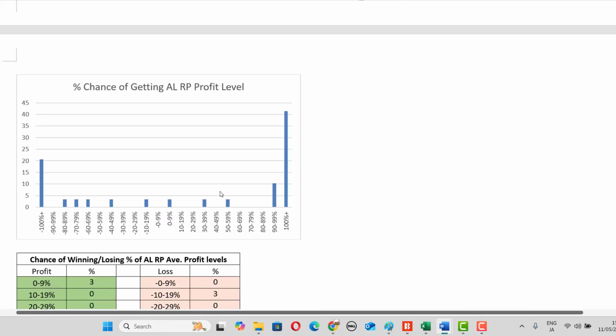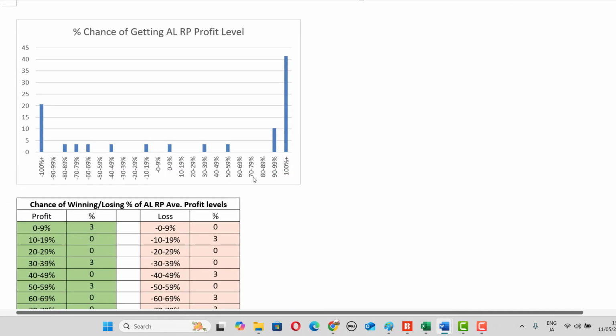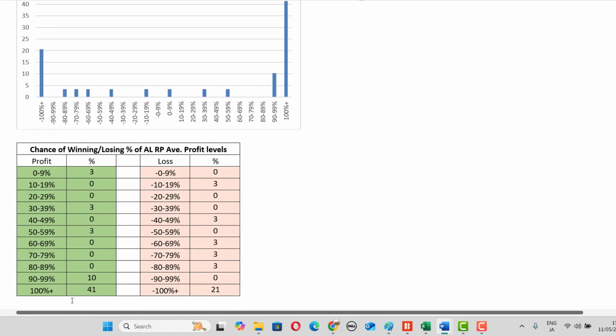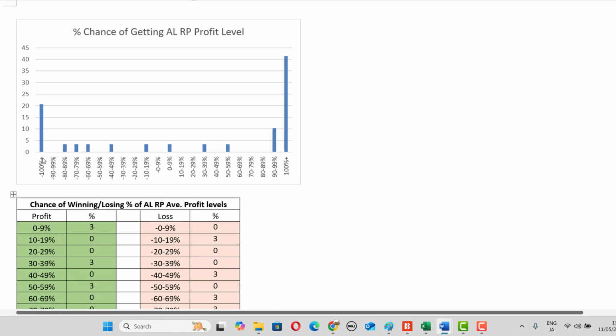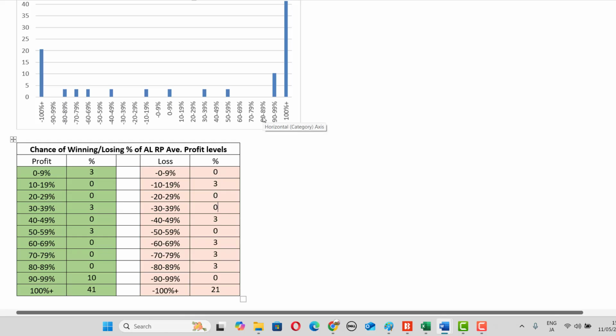And if we look at the All Leagues profit data, it's really different. There's a real extreme here. You're either going to get over the expected amount or under the expected amount. It's basically whatever number you see, you're either going to get a lot more or a lot less. So I think following All Leagues is very inconsistent. That's possibly the most volatile.